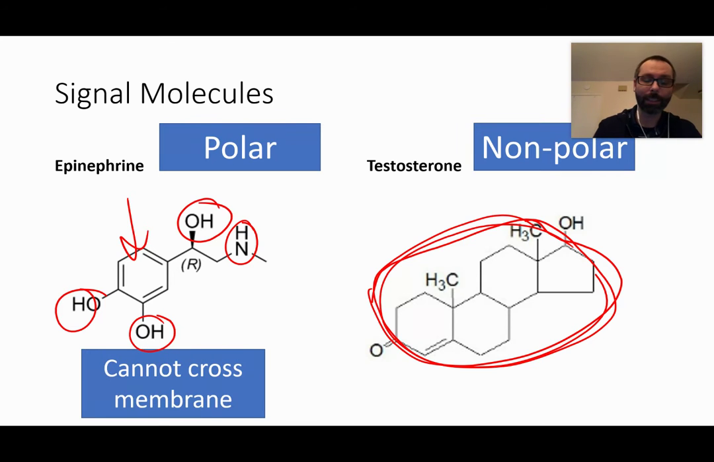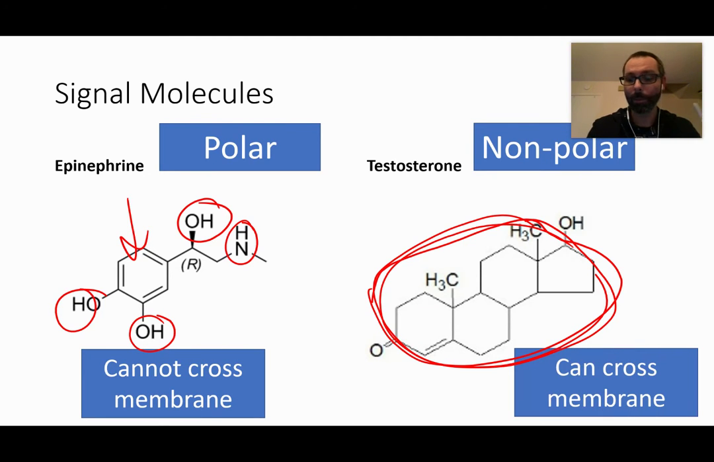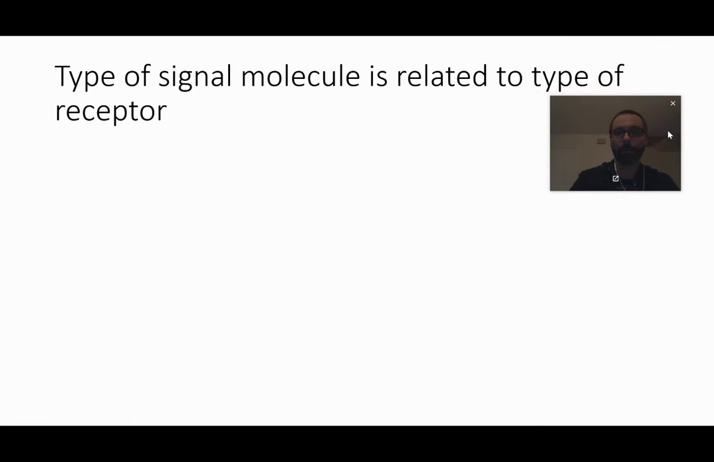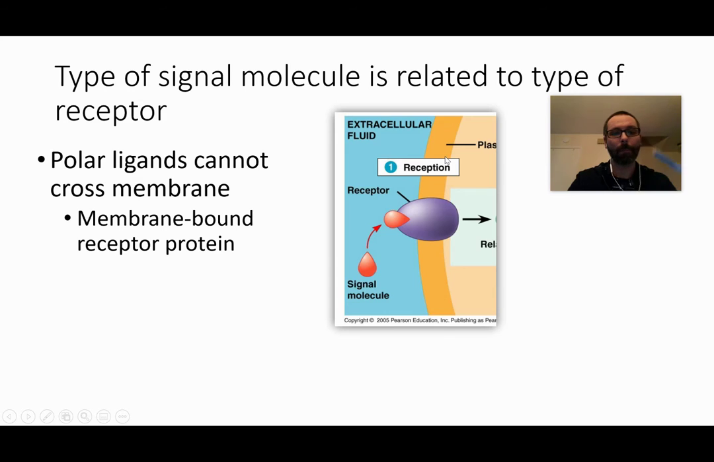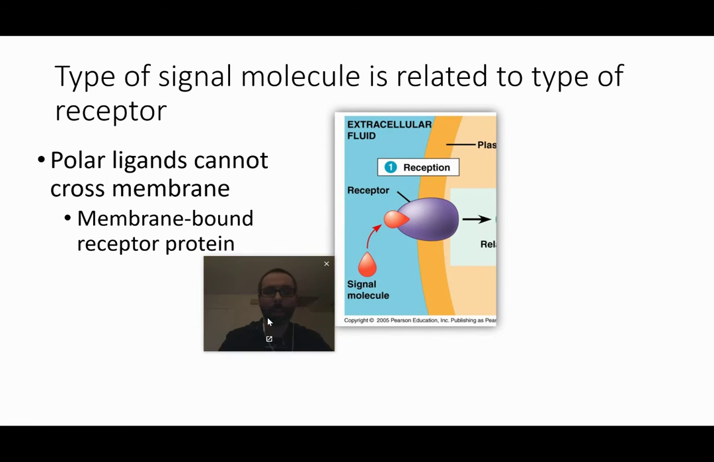Polar molecules can't go across the membrane, whereas the non-polar molecules can. This is going to mean that we need different receptor proteins, right? If you have a polar ligand, you must have a membrane-bound receptor with the active site, if you will, on the outside of the cell, because the signal molecule will never actually get inside the cell, right? It can't pass through the membrane.